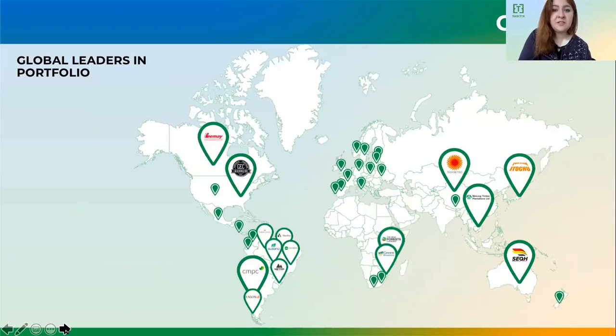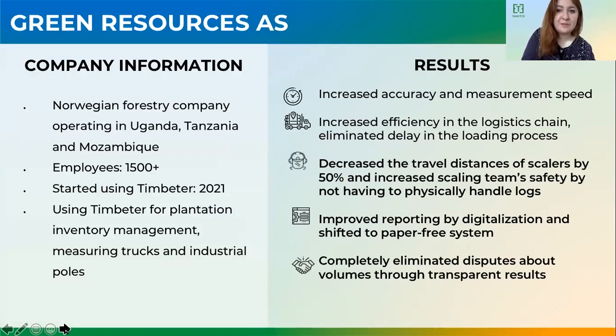These are only some of our clients from many countries, and we do have global leaders in our portfolio. Now let me briefly introduce some of them and share the results that they achieved when using Teambetter. To start with, Green Resources. This is a Norwegian forestry company operating in Uganda, Tanzania, and Mozambique.